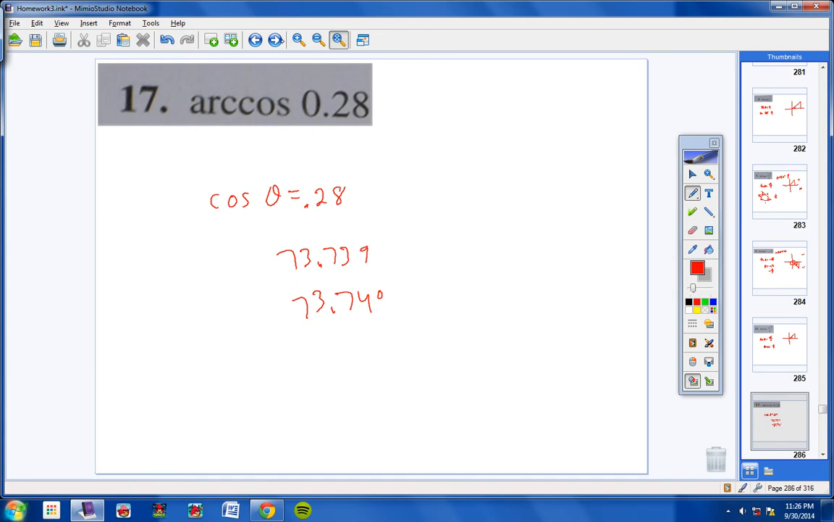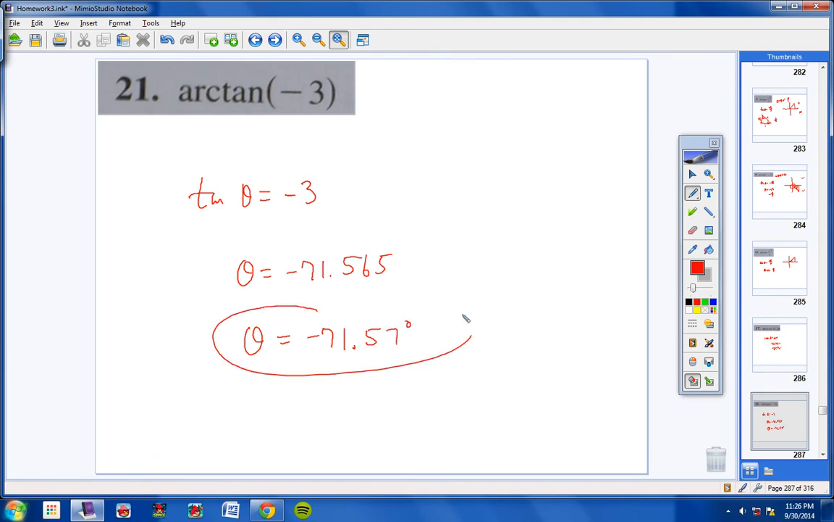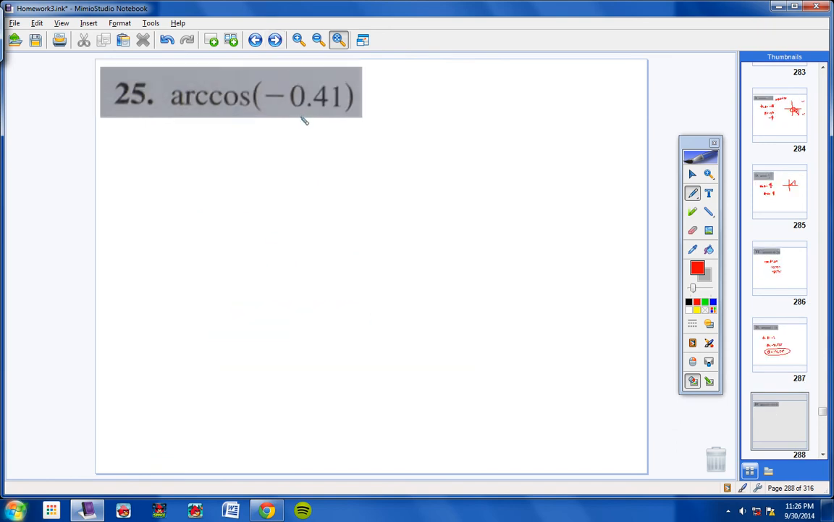And let's continue on. Number 21. Let's see, tangent of theta equals -3. So we're allowed to use a calculator. Second tangent, -3, enter. And you're going to get this right here for your answer. -71.565, which means we're going to round to two decimal places like the directions say to do. So -71.57 degrees.